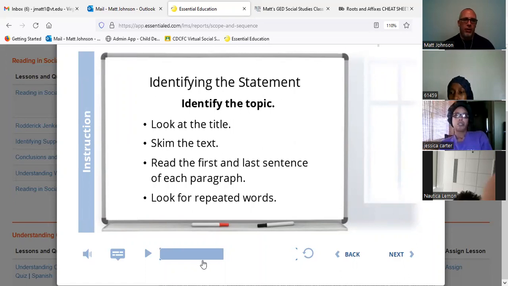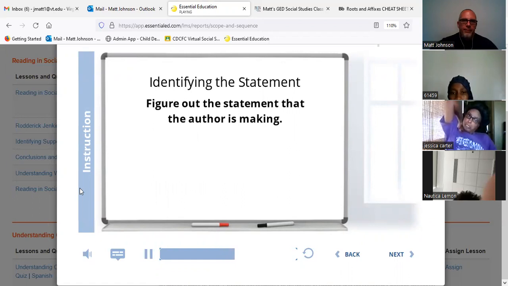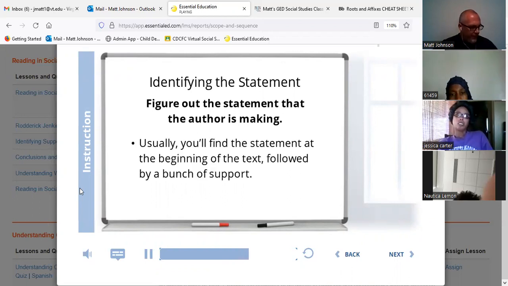All right, so let's go on a little bit, see what else he has to say. It might be important. Once you know what the author is talking about, you need to figure out the statement that the author is making. The statement is what the author is saying about the topic. Usually, you'll find the statement at the beginning of the text, followed by a bunch of support. Occasionally, a passage will begin with support and then make the statement later on, possibly at the very end.